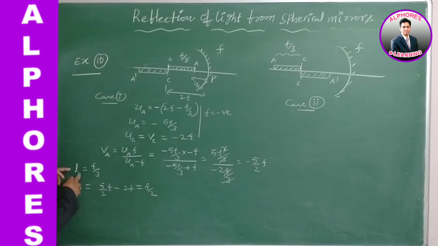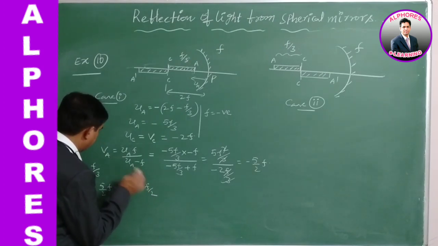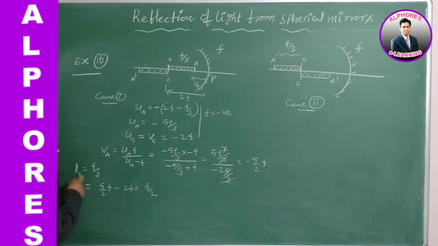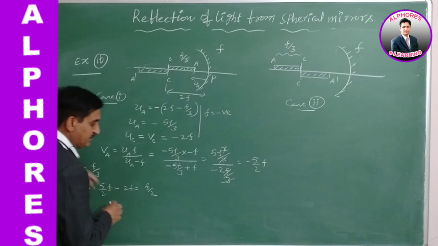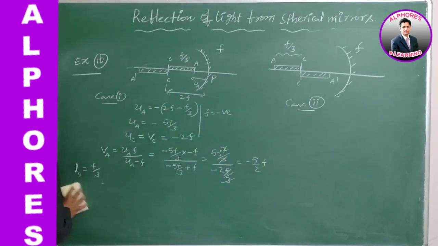Okay. So the length of the object is F by 3 and the length of the image is F by 2. Now here this becomes a negative sign. Why? Because here this is the object length and this is the image length, because we are taking in this case one point. I would like to remind this.